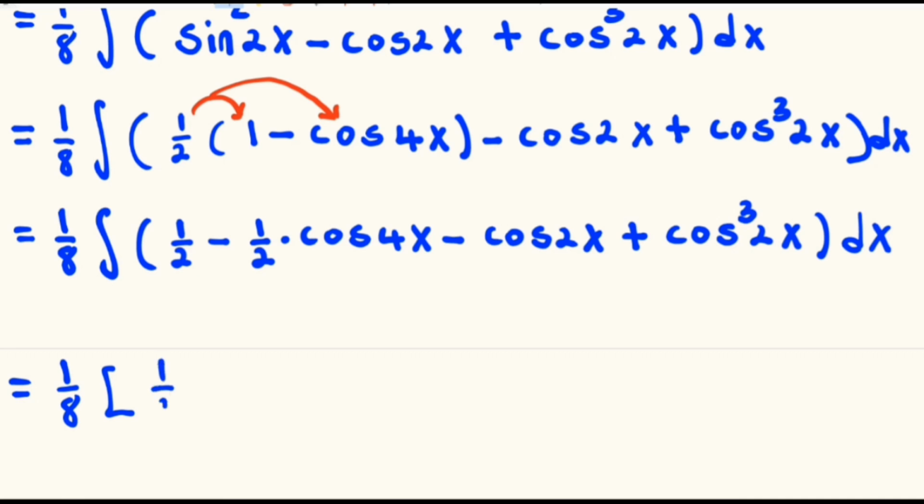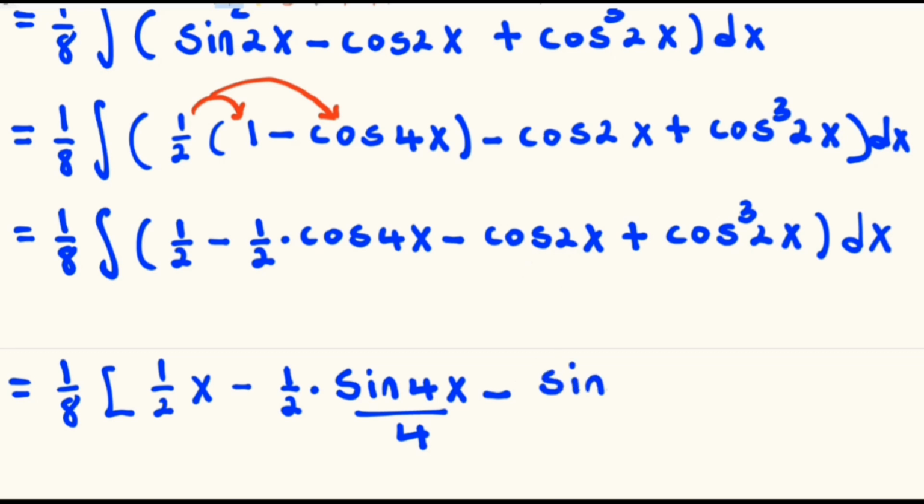which will be equal to 1 over 2x, minus 1 over 2 multiplied by the integral of cos 4x, which is equal to sine of 4x divided by the 4, minus the integral of cos 2x, which will be equal to sine 2x divided by the 2, plus the integral of cos cube of 2x dx, which we do separately.